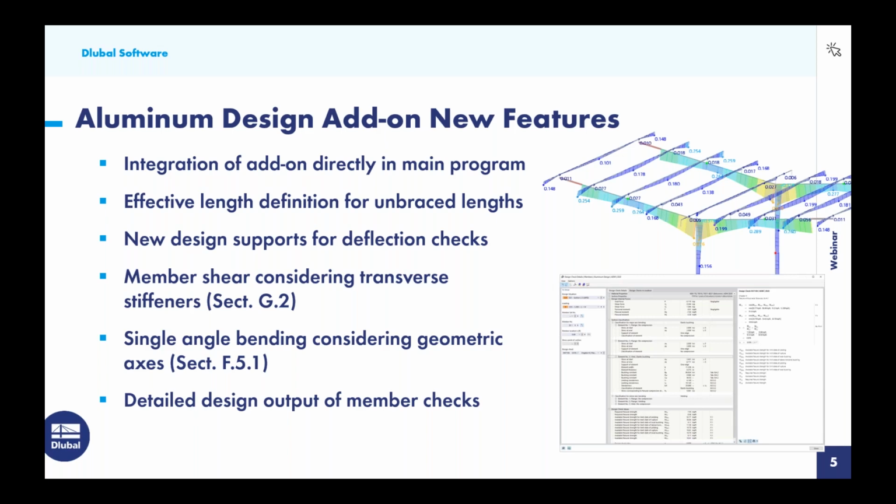And finally, the detailed design output that we give for the member checks according to the ADM. We'll take a look at this at the end of the presentation. Previously in RFEM 5, we gave you variables, we gave code references, but now in RFEM 6, we're actually going to see the calculations laid out for us that we can follow line by line to determine exactly where the design ratio comes from.